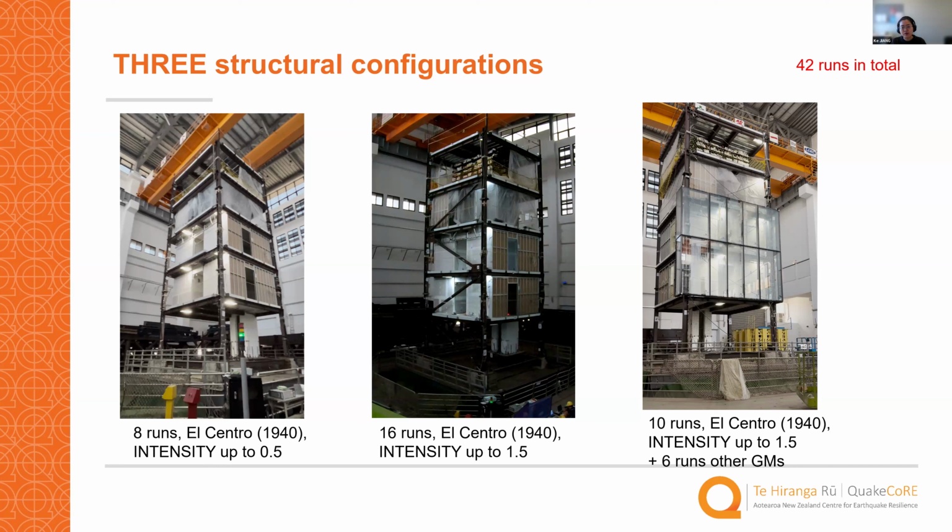In phase 3, we took down the BRBs and replaced them with some more non-structural elements, curtain walls, but the structural configuration then became the same as phase 1. We ran another 10 runs, and also another 6 runs using different ground motions like the Chichi earthquake or the Christchurch earthquake. There are 42 runs in total.